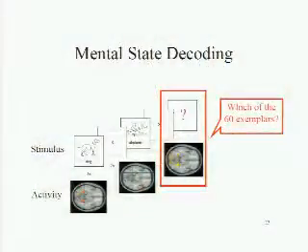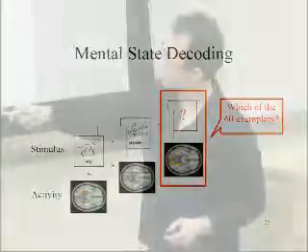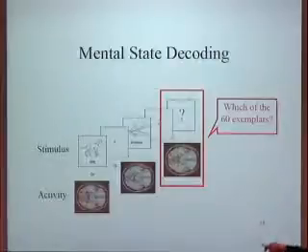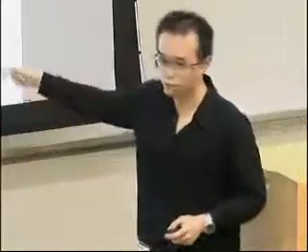Yes. So F takes the value of 1, 2, 3, 4, 5. Right. A numeric value. Yes. Okay. So the task that we're doing is mental state decoding. For example, if we show these stimulus items and we also record their brain activities, the question is: which of the 60 exemplars was the participant thinking about when his brain activities look like this?